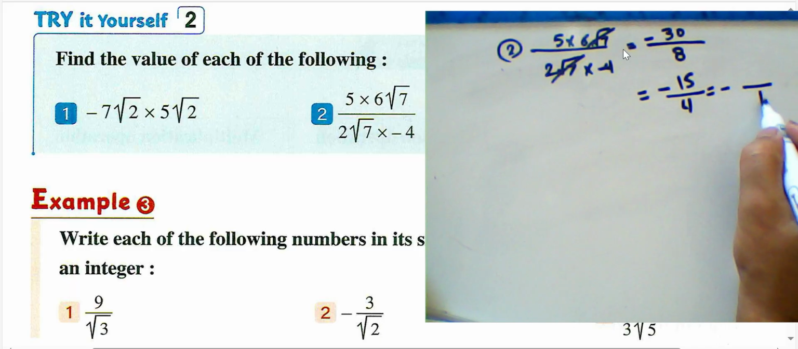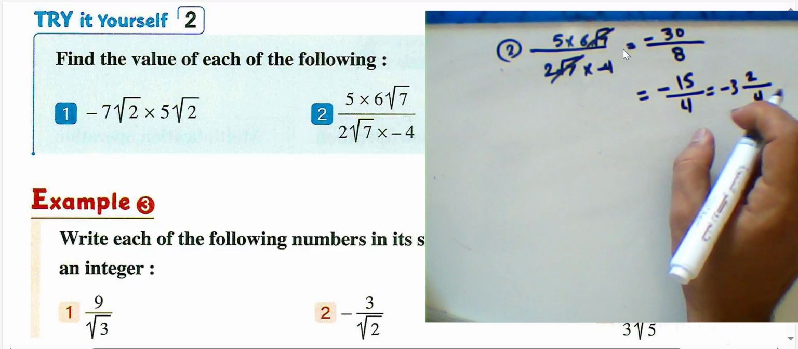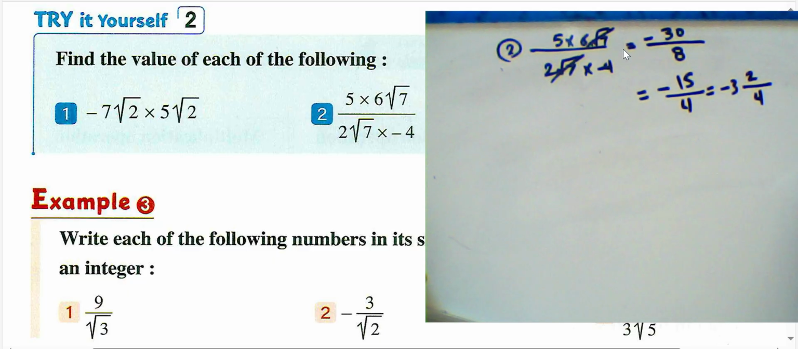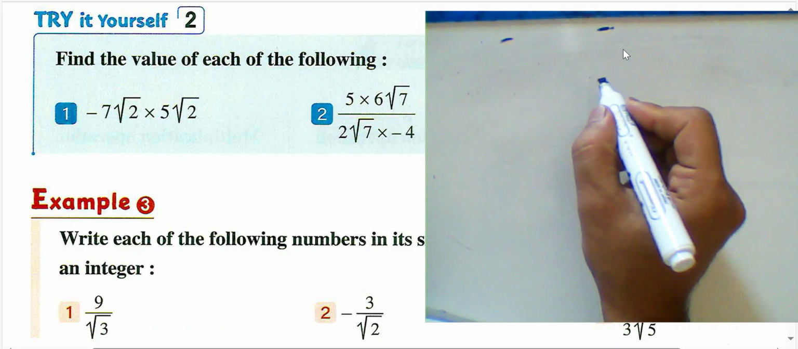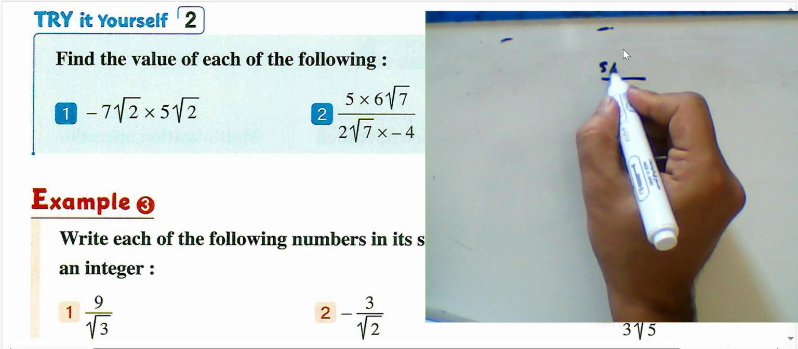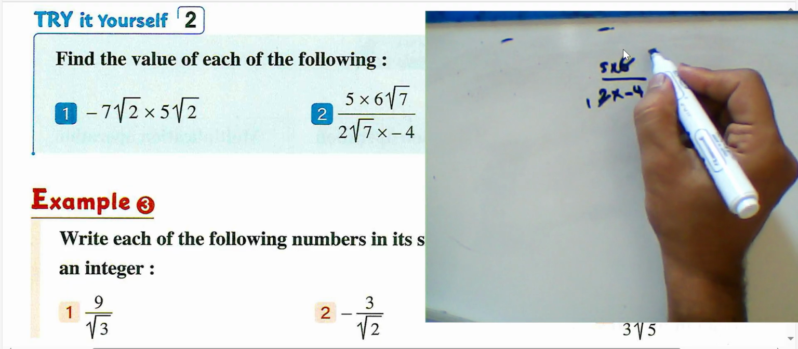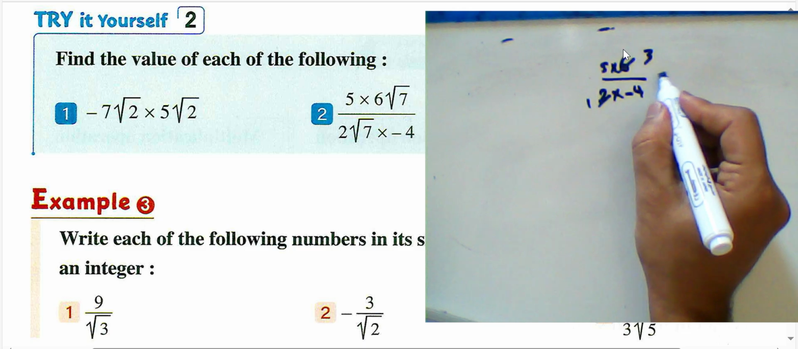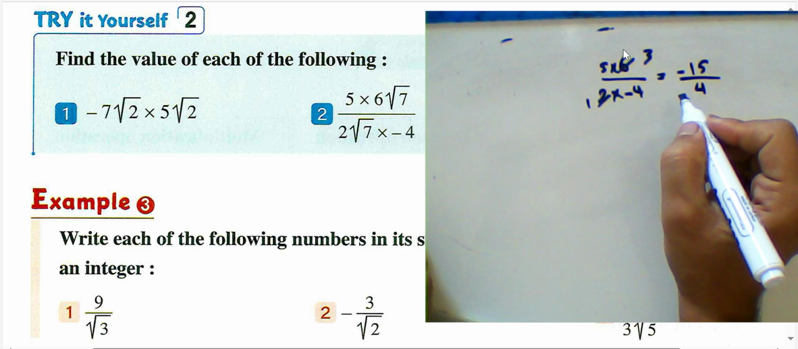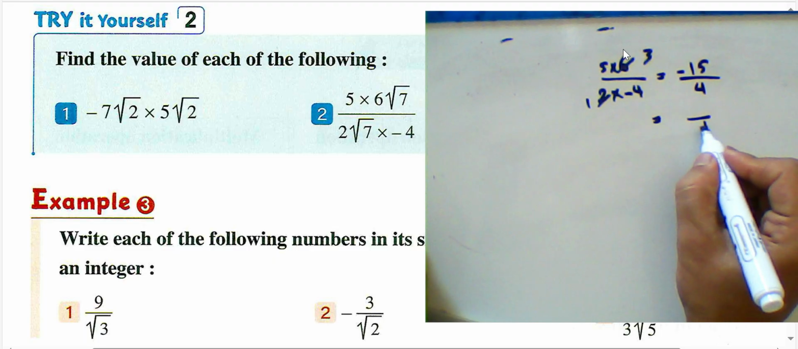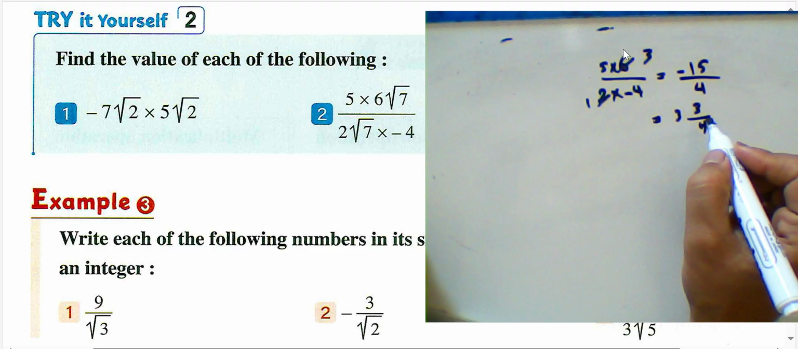And then you can write 3 outside: 3 times 4 equal 12, and the remainder 3. Convert this number from improper fraction to mixed number. Again, we have root 7 over root 7, and we have 5 times 6 over 2 times negative 4. We can simplify this also: 3 and 3 times 5, 15, over 4 and negative 1. You can write 3 and 3 times 4 equal 12 and the remainder 3.